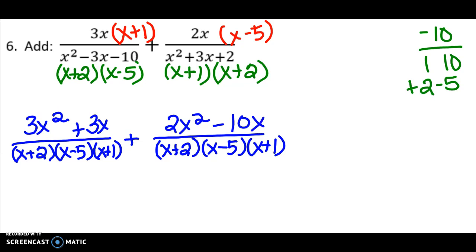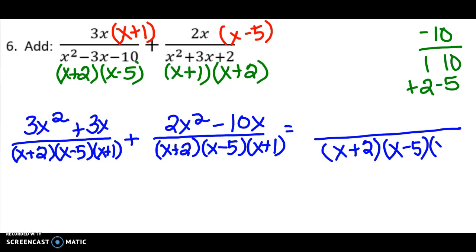Okay, now that we have a common denominator, we can combine our numerators and write it over that common denominator that we have: x plus 2, x minus 5, x plus 1. So let's look at our numerators. I have a 3x squared and I have a 2x squared. That would add to 5x squared. And then I have a positive 3x and a negative 10x, which gives us negative 7x.